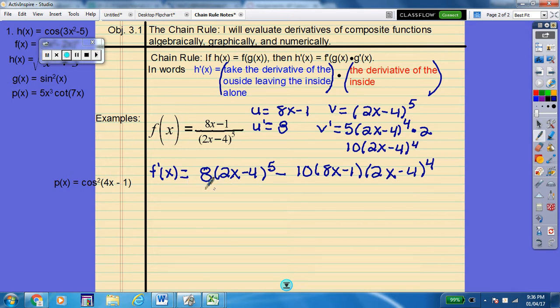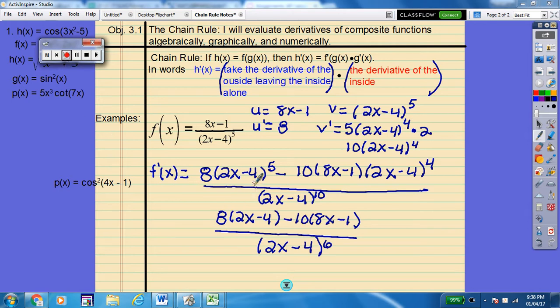And then we're going to divide that by 2x minus 4 to the 5th power, but it gets squared, so that 5th power becomes a 10th power. Okay? Now, if we were going to simplify this, we could factor out 2x minus 4 to the 4th power from both of these, and it would cancel out with this one here on the bottom. So it would look something like this.